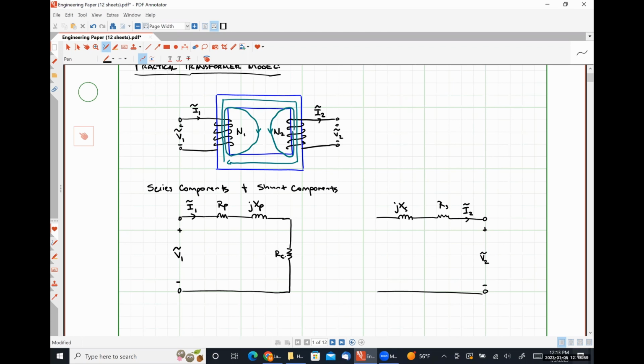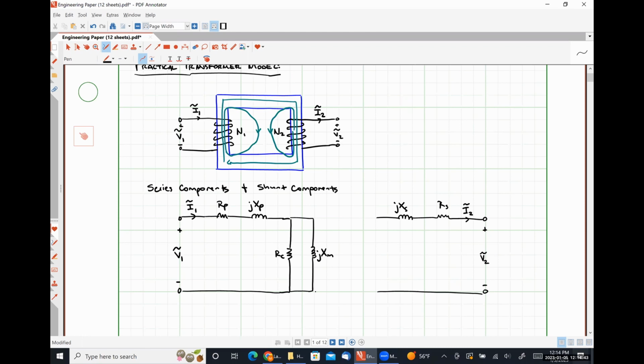Our next component is going to represent the magnetizing current that is needed to magnetize our nonlinear core. The fact that we have a not perfectly linear core means that we have some magnetizing current. Experimentally, this current will lag the applied voltage by 90 degrees. And since we have a current lagging a voltage by 90 degrees, that looks like an inductance to me. So we are going to have, sorry, this should be an inductor. This is going to be jX sub M, where the M stands for magnetizing.